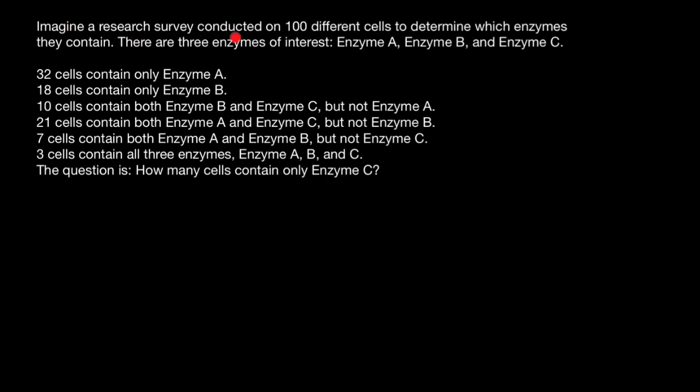Imagine a research survey conducted on 100 different cells to determine which enzymes they contain. There are 3 enzymes of interest: enzyme A, enzyme B, and enzyme C. And these are the results that we got. And the question: how many cells contain only enzyme C?